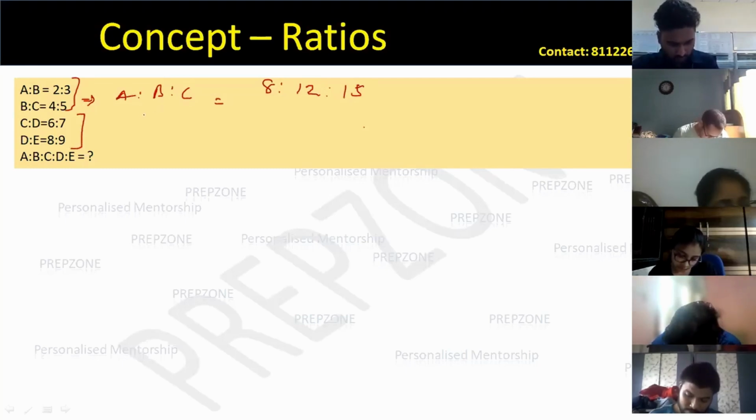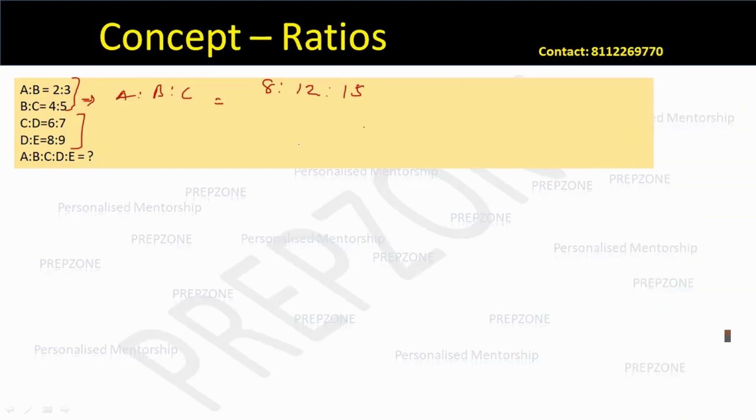Okay. But a long method. Not recommended for CAT. So now let's look at the smarter approach. You just look at the numbers and you directly write the answer.